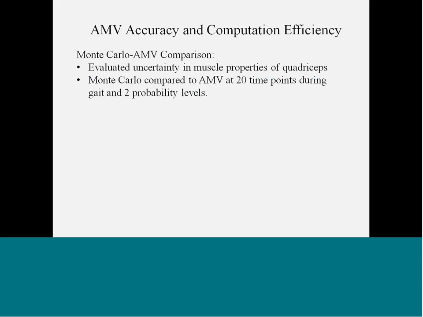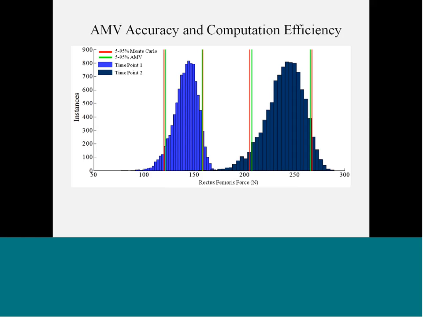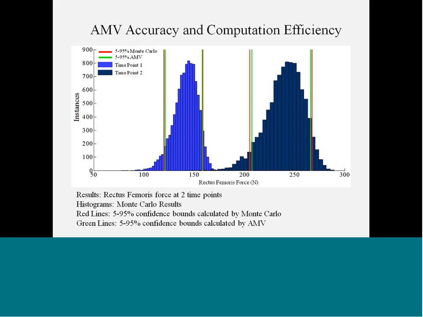So we did an AMV accuracy comparison with Monte Carlo, where we evaluated the specific set of muscle properties at the quadriceps. We did a Monte Carlo and compared it to AMV at 20 time points during the gait cycle and 2 probability levels. What I'm plotting here in the results is the rectus femoris at 2 of those 20 time points. The histogram results are the Monte Carlo results, and the red lines indicate the 5 and 95% confidence bounds that you would calculate from Monte Carlo, and the green lines indicate the 5 and 95% confidence bounds that you would calculate from AMV.